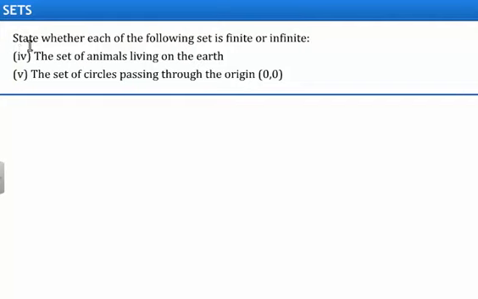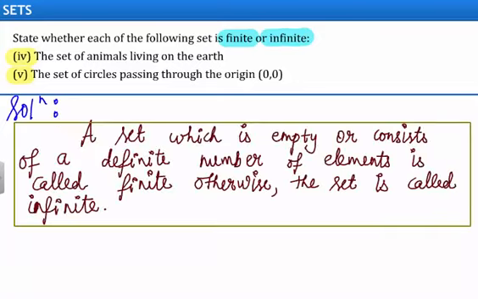In this question, we need to state whether each of the following sets is finite or infinite. Let us see the solution of the given problem. Before proceeding on with the solution, let us recall the definition of finite and infinite sets. A set which is empty or contains a definite number of elements is called finite. Otherwise, the set is called infinite.